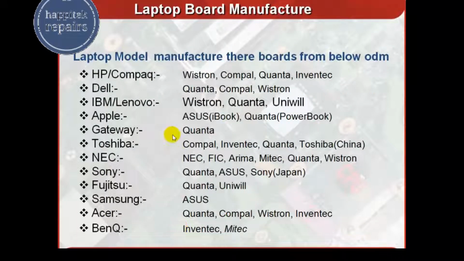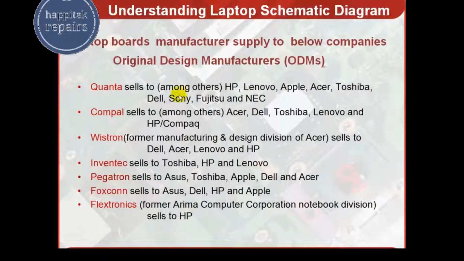So for laptop board manufacturers, HP Compaq boards are manufactured by Wistron, Compal, Quanta. When you open an HP laptop, the motherboard may be Compal, maybe Quanta, maybe Inventec or maybe Wistron. In a Dell, maybe Quanta, Compal, Wistron. IBM, Wistron, Quanta. So these are the branded laptop models manufactured by these ODMs. Laptop board manufacturers supply to the companies below. Quanta again sells to HP, Lenovo, Apple, Acer. Compal sells to these, Wistron sells to these.